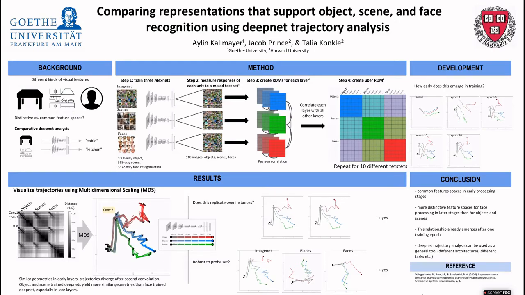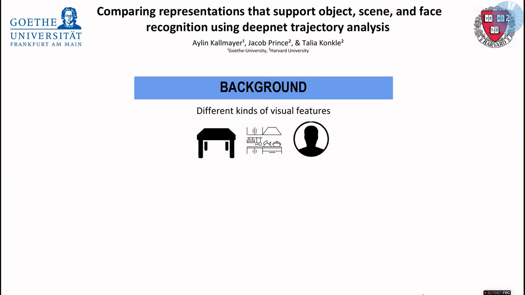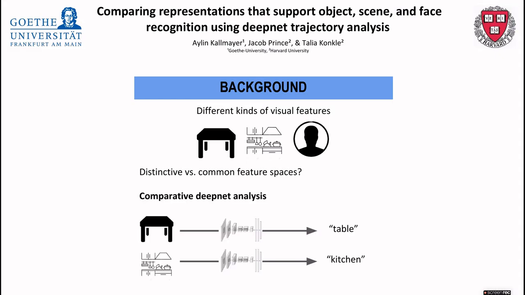Hello and welcome to our poster comparing representations that support objects seen in face recognition using deepnet trajectory analysis. Objects seen in faces seem to be comprised of different kinds of visual features. In this project, we are interested in the kind of representations that are needed to support objects seen in face recognition, and in particular, whether these representations depend on more distinctive versus common feature spaces. And for this, we are using comparative deepnet analysis.